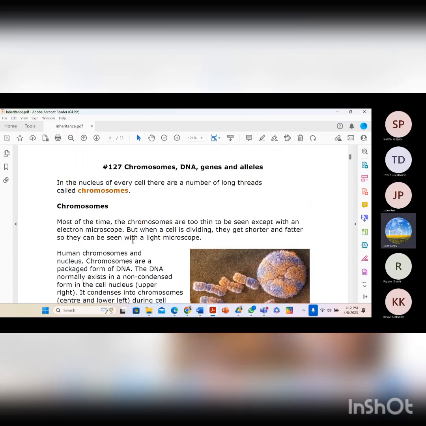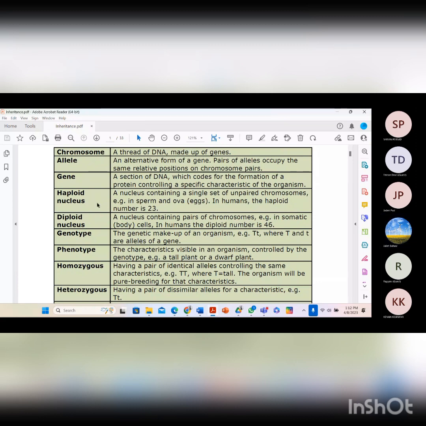You also looked at a gene. A gene is a section of DNA which codes for the formation of a protein. So whichever gene you may inherit, you inherit an allele from your mother and you inherit an allele from your father. When both come together, you have a unique gene. It may be the same or it may be different. So that is how everyone has specific characteristics that are unique about them.